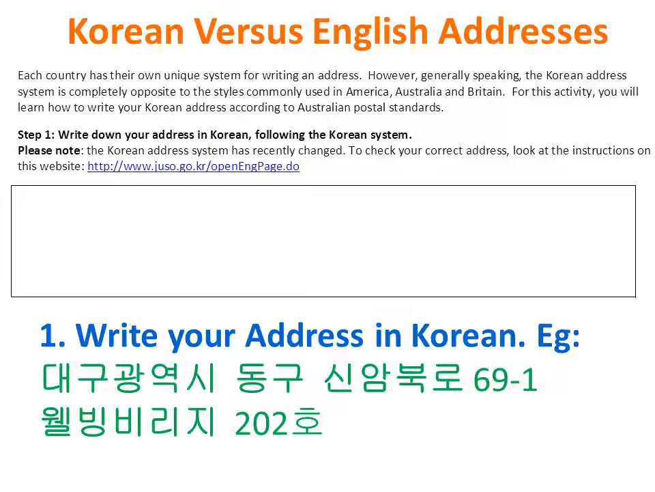So number one, first, write down your address in Korean following the Korean system. If you're not sure what that is, you can go to the website here, www.juso.go.kr. Okay, so for example, my address is Daegu Gwangyok시 동구 신남북로 69-1번 웰빙 빌리지 202호.